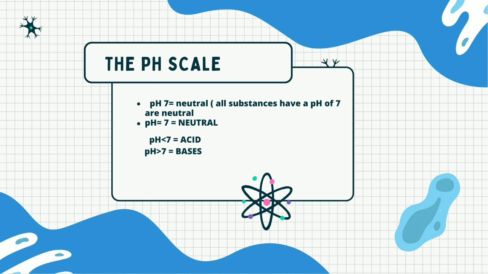If the pH is less than 7, it's an acidic. That's when there are more H plus ions than OH minus ions. If the pH is greater than 7, it's a base. That means more OH minus ions than H plus ions.